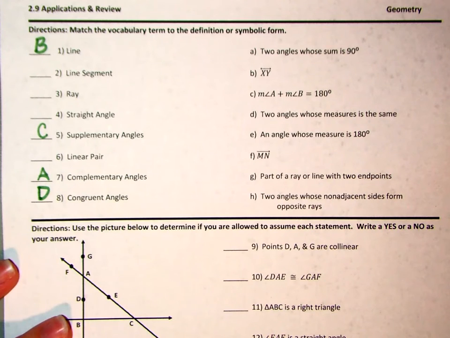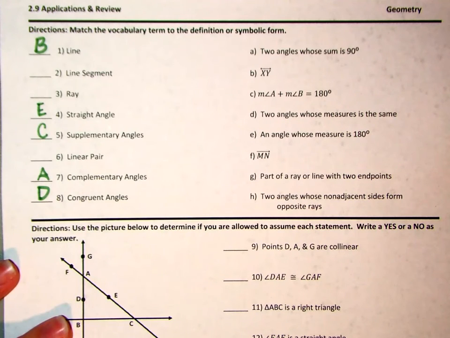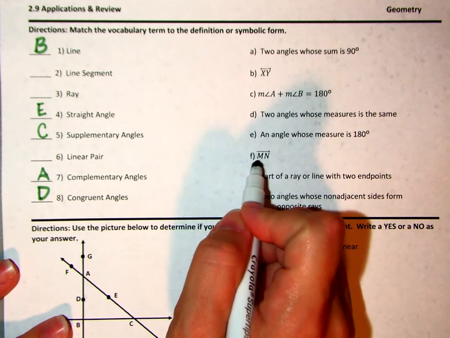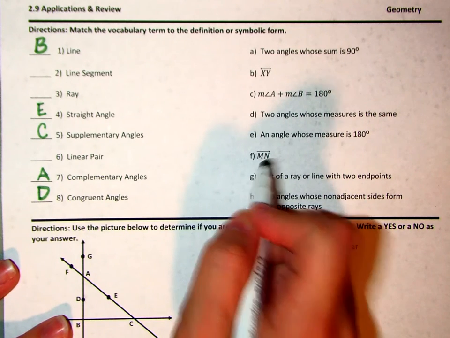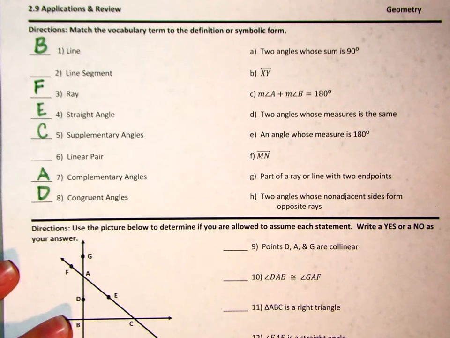On the next one, it says an angle whose measure is 180 degrees. So it's a single angle. When you have a single angle with a measure of 180 degrees, that is a straight angle. On the next one, we have another symbolic form here. Starting at M and going forever through N is a ray, where the endpoint is M. So this will be a ray.